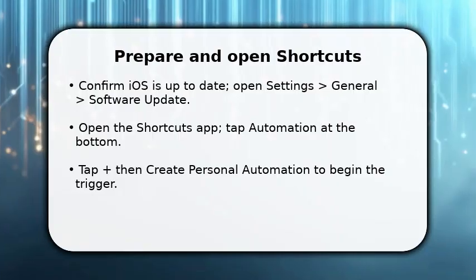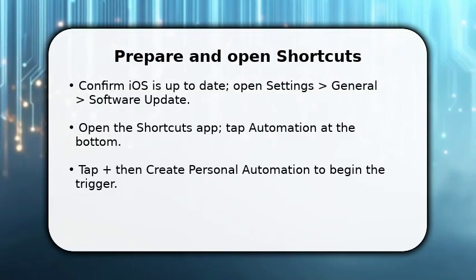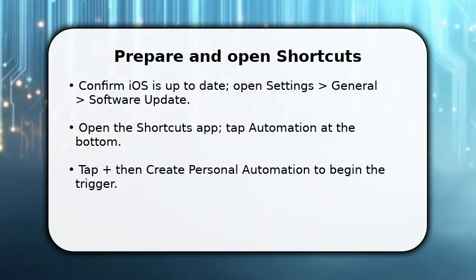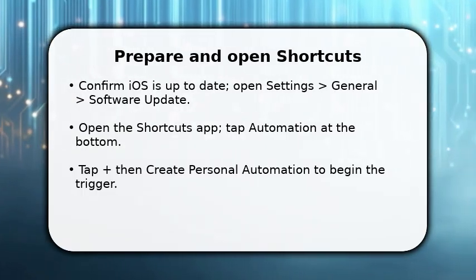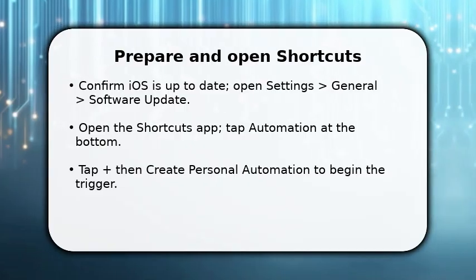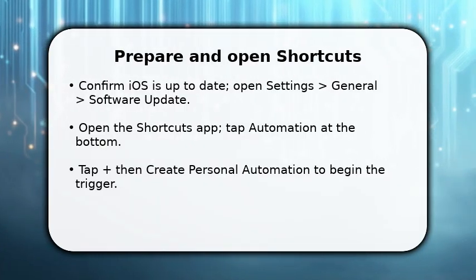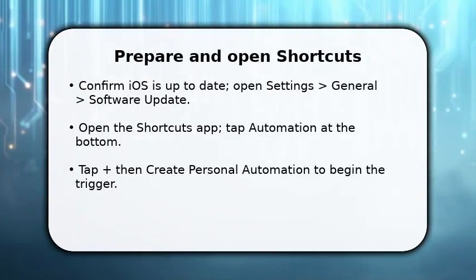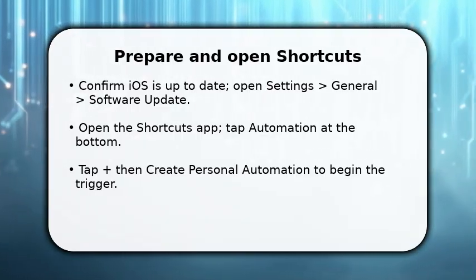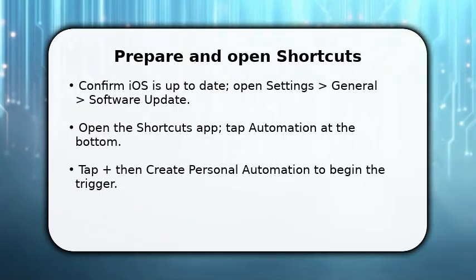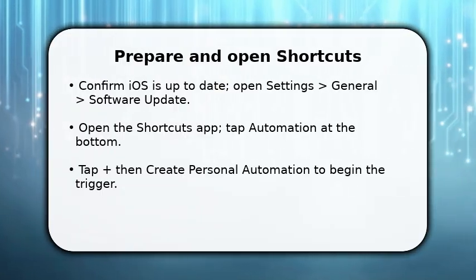Enjoy the video. You'll start by making sure iOS is current so automations run reliably. Once done, open Shortcuts and tap Automation. You want Create Personal Automation. This first step chooses when low power mode should run, so think time of day, battery level, or a charger event. Tap the plus to add a new automation and select the trigger type now.